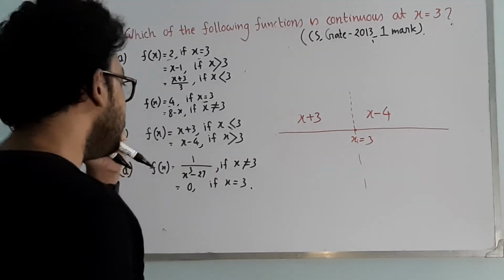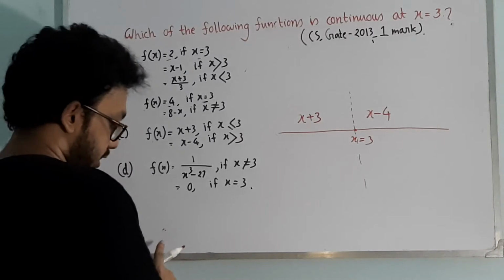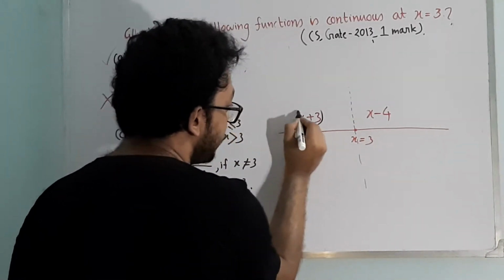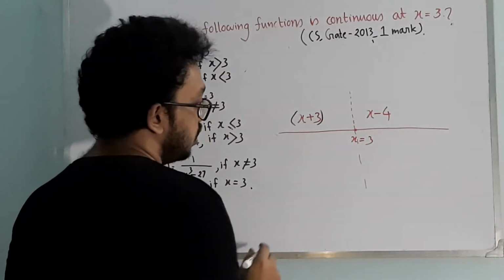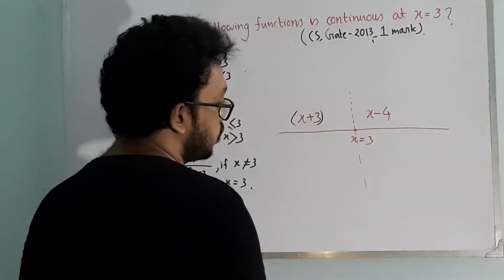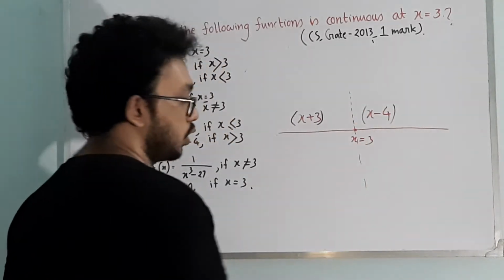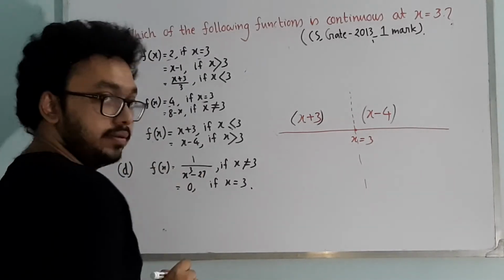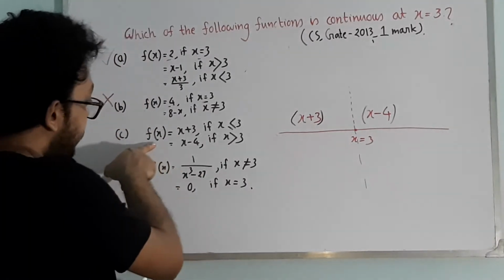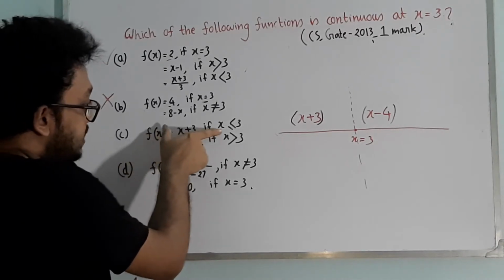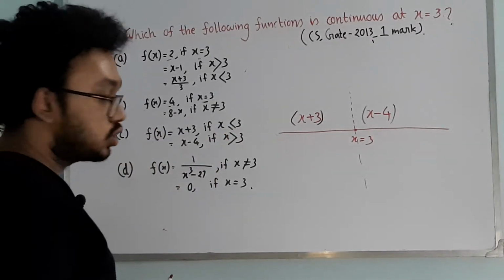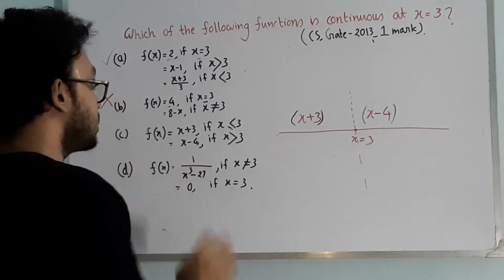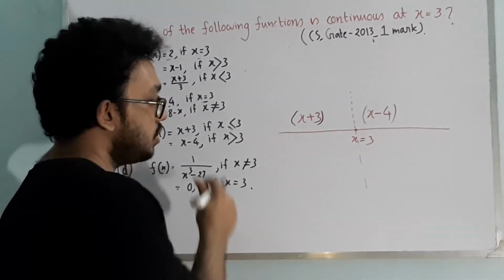So now see. First we'll check the left hand limit. In this case, just before x equal to 3, you have f(x) equal to x plus 3. And just after x equal to 3, you have f(x) equal to x minus 4, right? And at x equal to 3, f(x) is x plus 3, right? See, it is given that f(x) equal to x plus 3 if x is less than or equal to 3. So that means that at x equal to 3, f(x) is x plus 3, right?